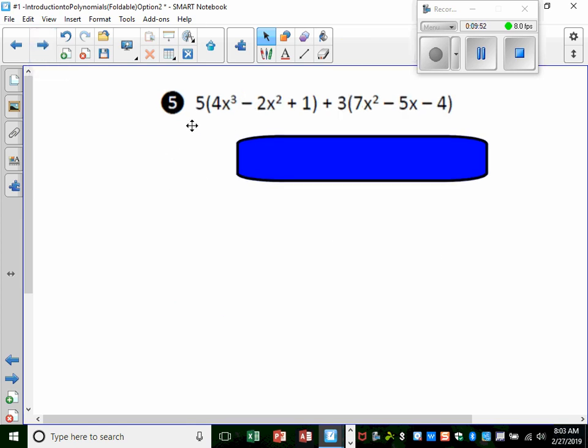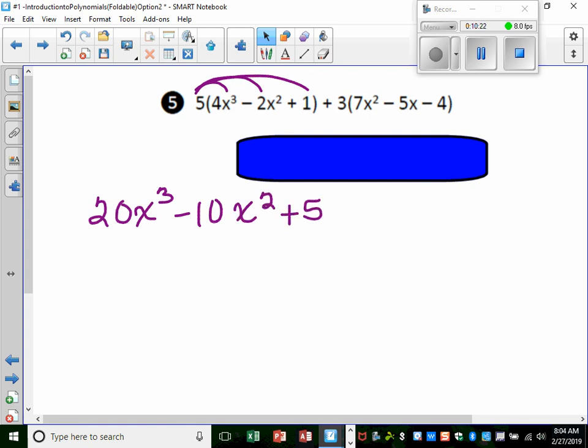Now, sometimes you might have to distribute. Okay, we know the distributive property. So what you would do here is distribute the 5 to the first set of parentheses, distribute the 3 to the second set, and then combine your like terms together. So let's go ahead and distribute the 5, and of course the 5 has to be multiplied by each term. So 20x to the third minus 10x squared plus 5. Okay, so that's just multiplying everything inside by 5.